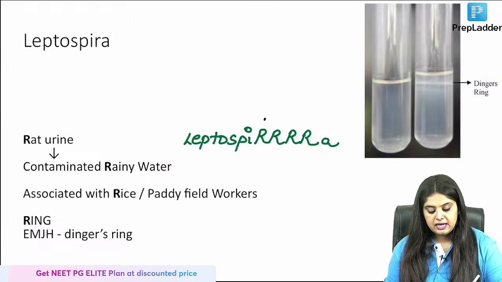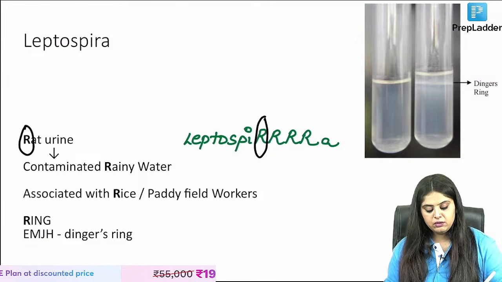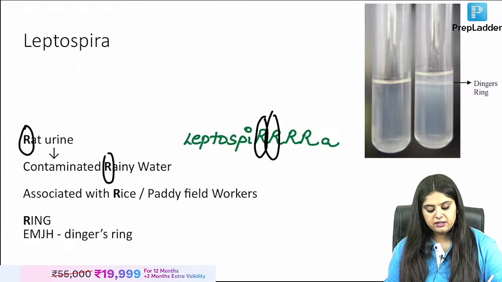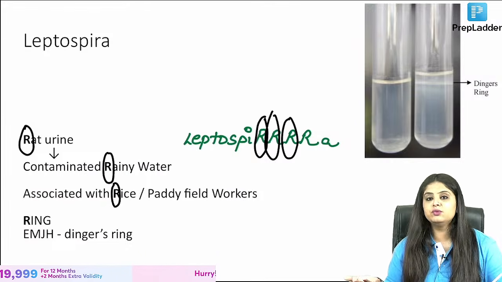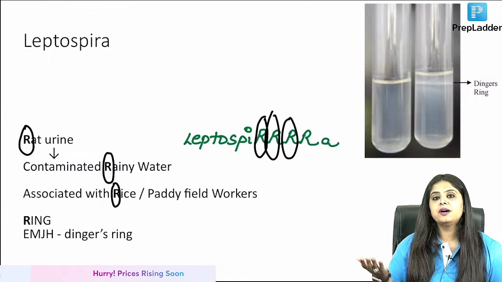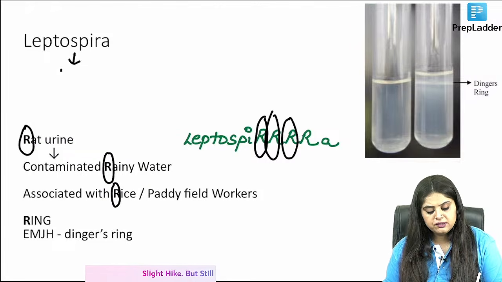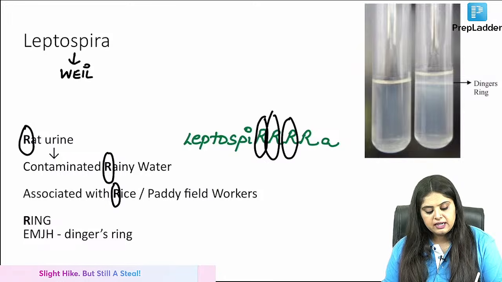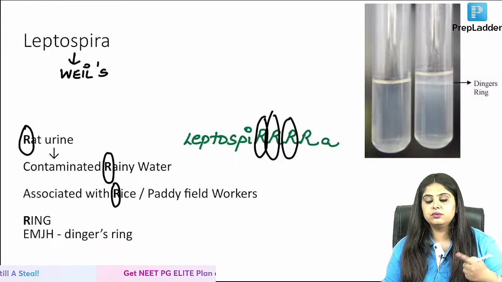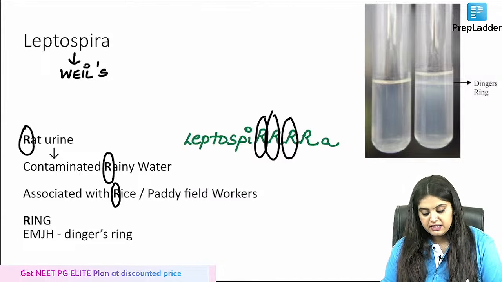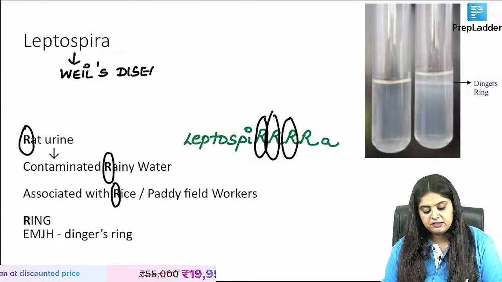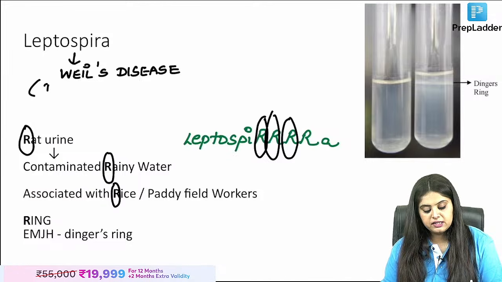Repeating once again, Leptospira, there is going to be rat urine. Rat urine will go and contaminate the rainy water. Rainy water will of course be used by all our farmers, the rice farmers, the paddy field workers, and they will end up having Leptospira. तो क्या disease होता है? What is the name of the disease that Leptospira causes? Weil's. Very good. Weil's disease. ऐसे थोड़ी लिखा जाएगा. Weil's disease में patient को क्या हो रहा है? What is the other name?